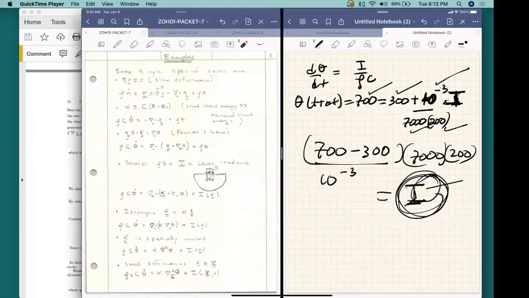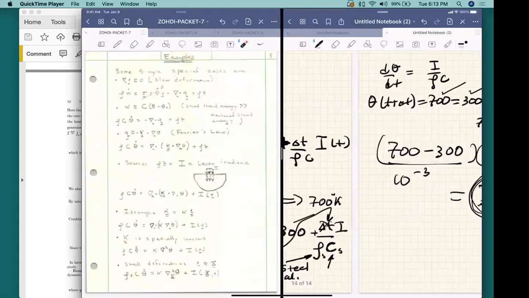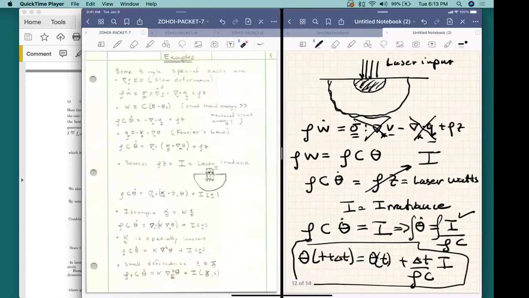Now, it's important to understand this was a quick and dirty way to do it, right? This is making a lot of sweeping assumptions, but they're pretty good. If you were in the lab and you said, look, I want to figure out how long I have to laze this thing for, or what the intensity is, this will give you extremely accurate values of what is needed to heat up a piece of material on a surface.